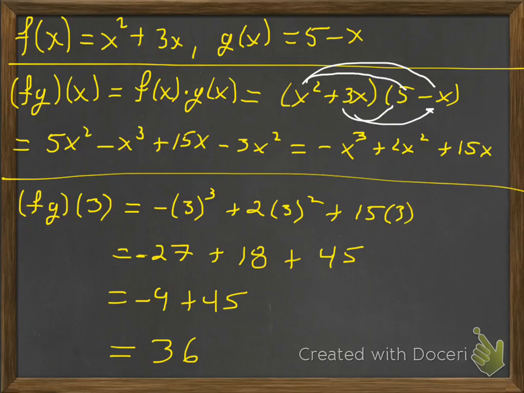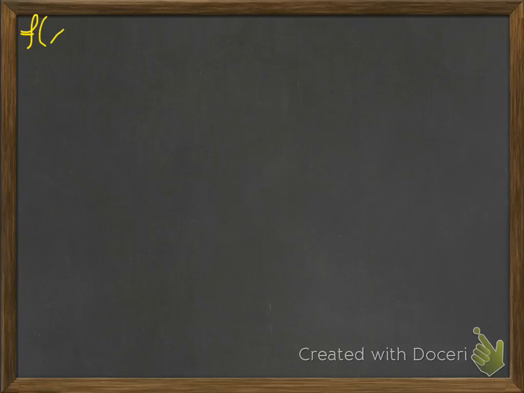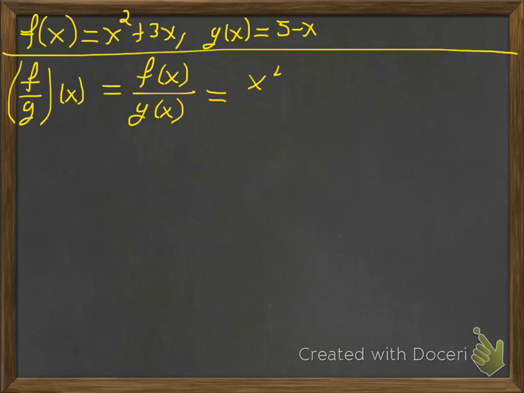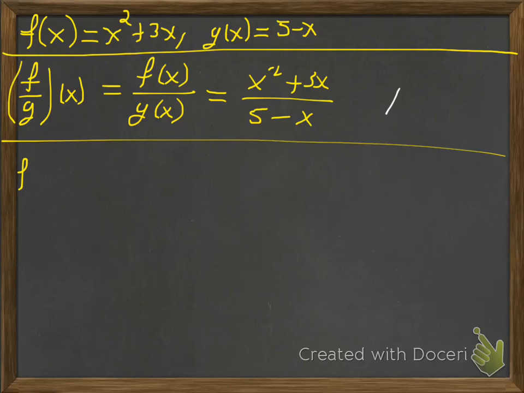Okay, and let's do one example with division. So again, we'll write the functions. F of x equals x squared plus 3x. G of x is equal to 5 minus x. Okay, so f divided by g of x is equal to f of x divided by g of x, which is equal to x squared plus 3x divided by 5 minus x. And we can make a note that the domain of this thing is x cannot be 5.